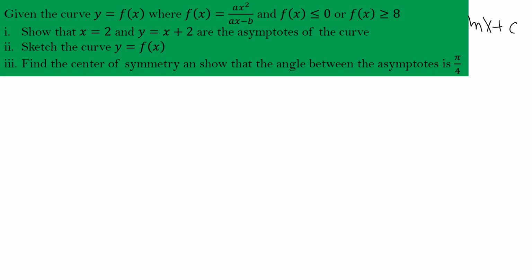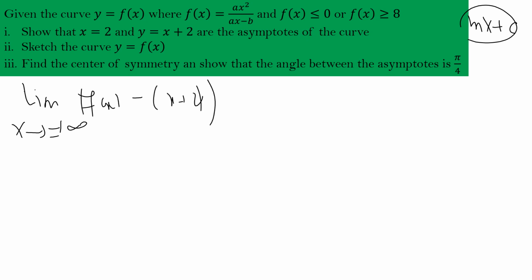Okay, and by definition, if this is an asymptote, it means that if we take the limit as x tends to plus or minus infinity of f of x minus (x plus 2), if it gives us 0, it means that x plus 2 is an oblique asymptote or a slant asymptote. Alright, so let's do it.